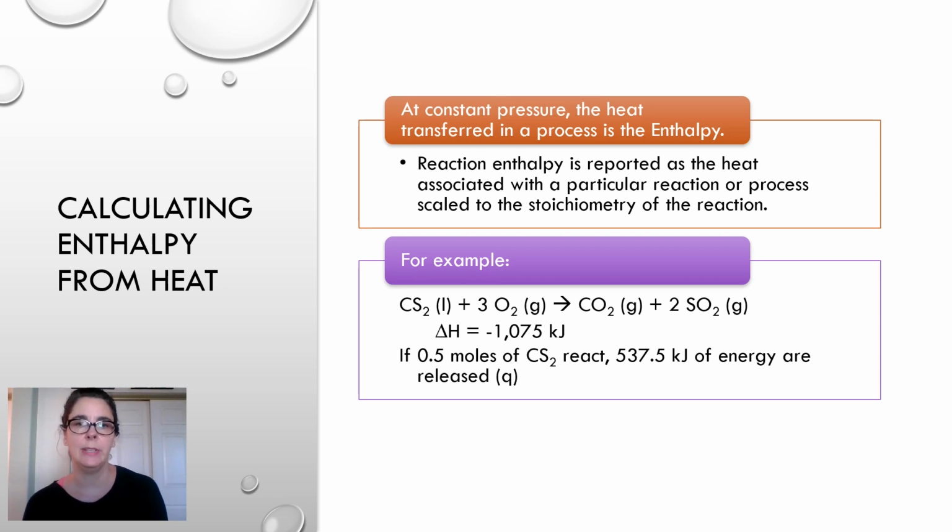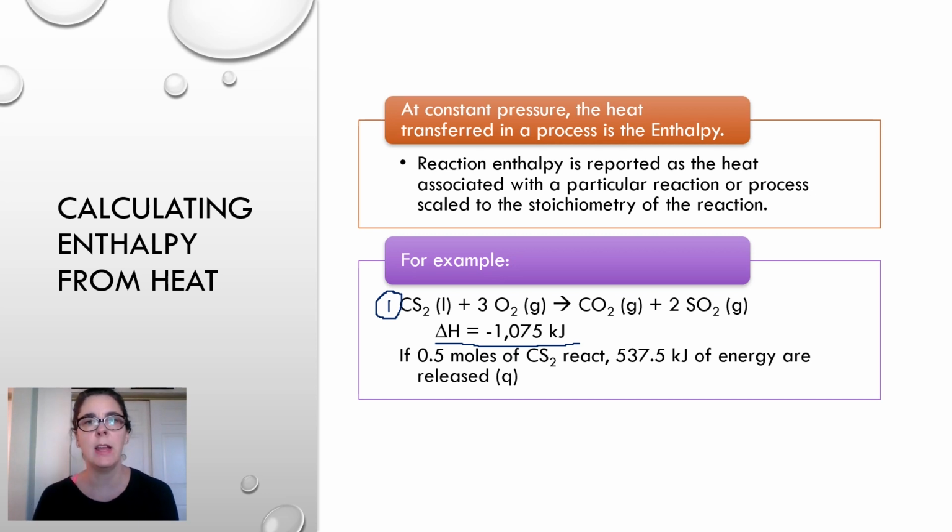For example, let's take a look at a reaction where we have carbon disulfide reacting with oxygen to give us carbon dioxide and sulfur dioxide. For this particular reaction, the enthalpy is negative 1075 kilojoules. So we have an exothermic reaction that produces 1075 kilojoules for every 1 mole of carbon disulfide. Okay, so that's the enthalpy of that reaction.